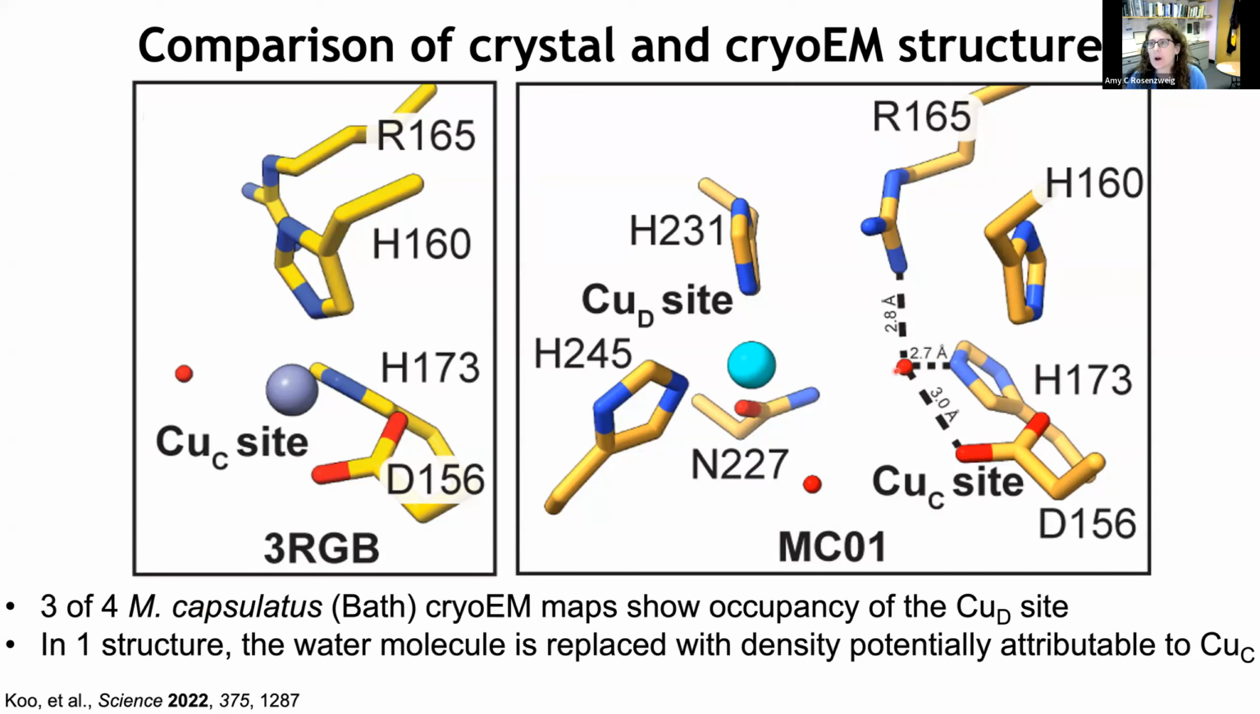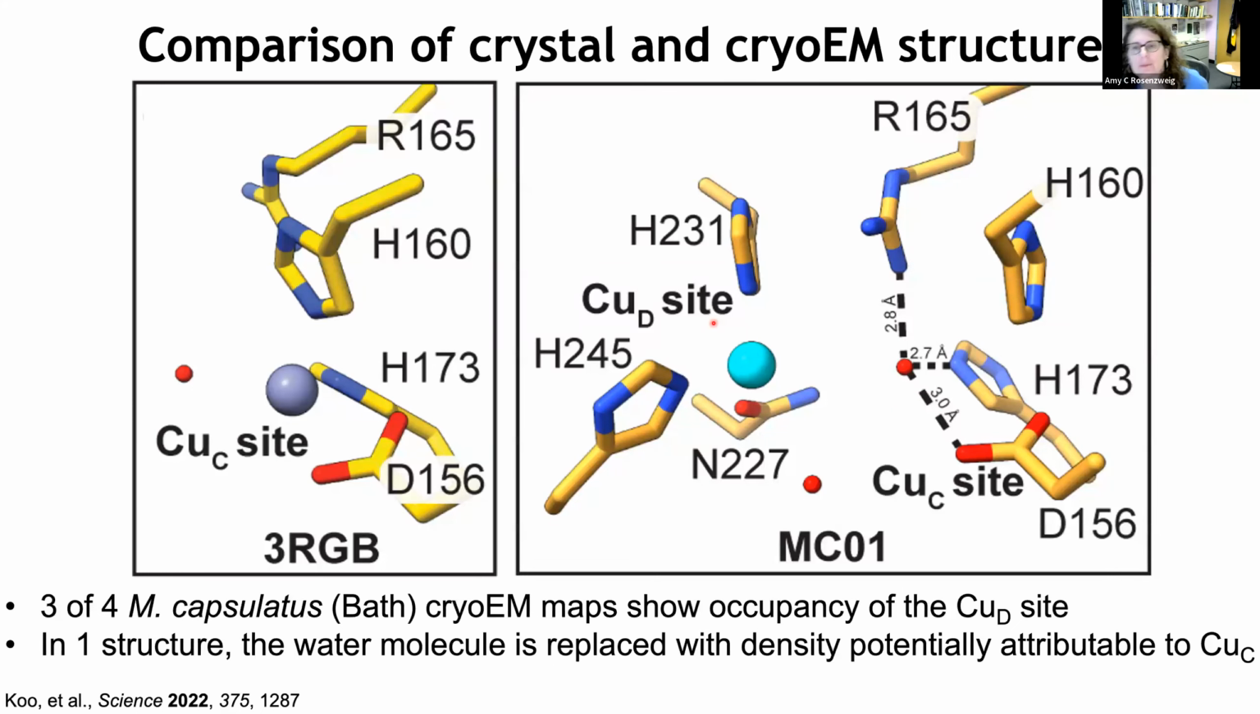And we know that's a water, not just based on the appearance of the density, but based on the distances to the surrounding residues, which are hydrogen bonding and not coordinating distances. In one of the structures, the water molecule had some density that might be copper C, and this part was disordered. So it seems like if everything is nicely ordered, we have metal here and not here. And if we get a little disorder, we might get metal there.